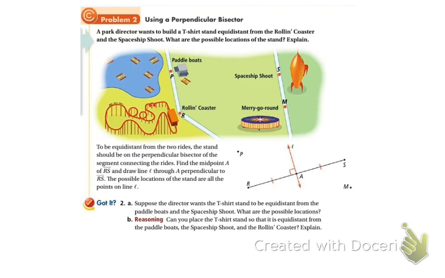So, a park director wants to build a t-shirt stand equidistant. Equidistant means the same distance from the roller coaster and the spaceship chute. What are the possible locations of the stand? Okay, so the stand should be on the perpendicular bisector of the segment. So here, let me move my circles. They redrew this over here. Here's spaceship chute, here's roller coaster.